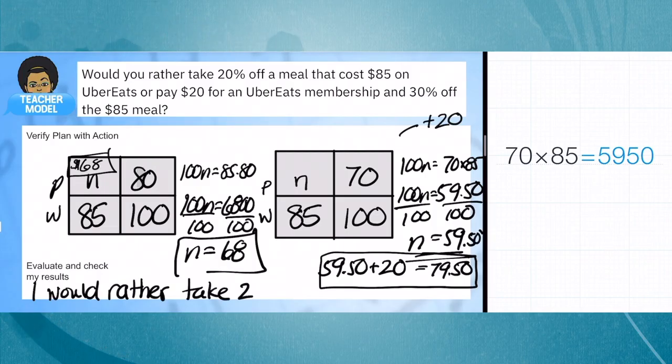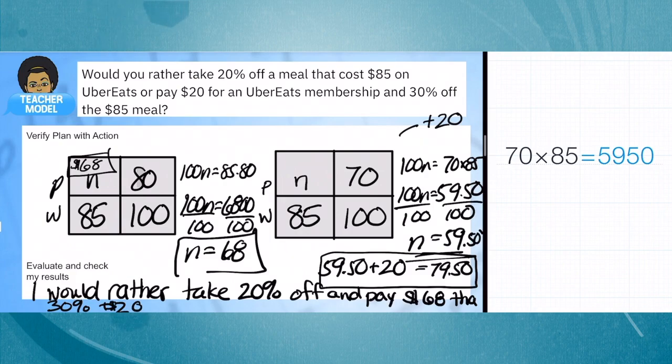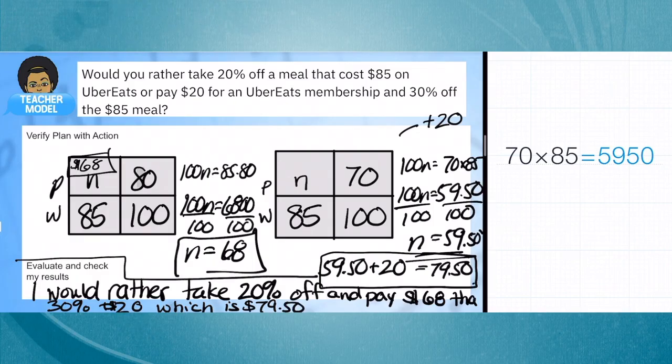Take 20% off and pay $68. Then 30% plus $20, which is $79.50. So there are my results.